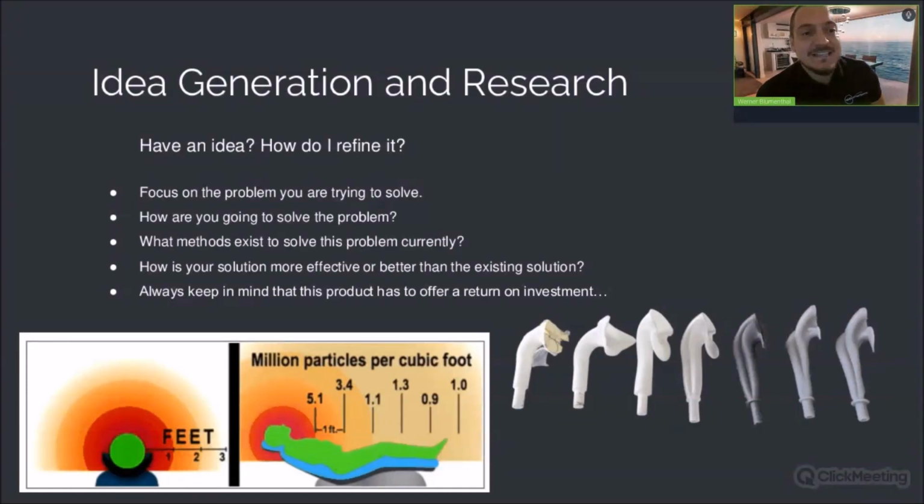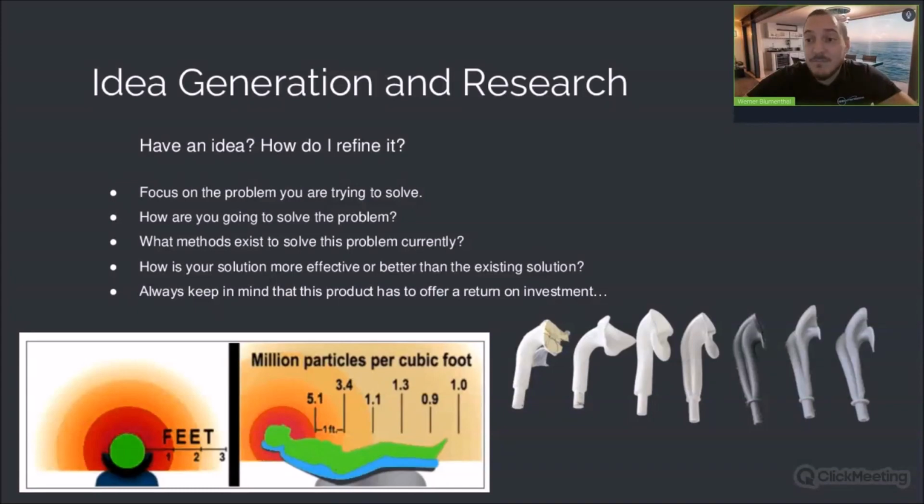So let's talk a little bit about idea generation and research. So what are you doing during this phase, right? Well, you have an idea. How do you refine it? There's a lot of different things that you want to do, but let's just focus on these couple bullets that I put on here. This is, again, not all inclusive, but these are very important steps that you want to look at. So focus on the problem that you're trying to solve.